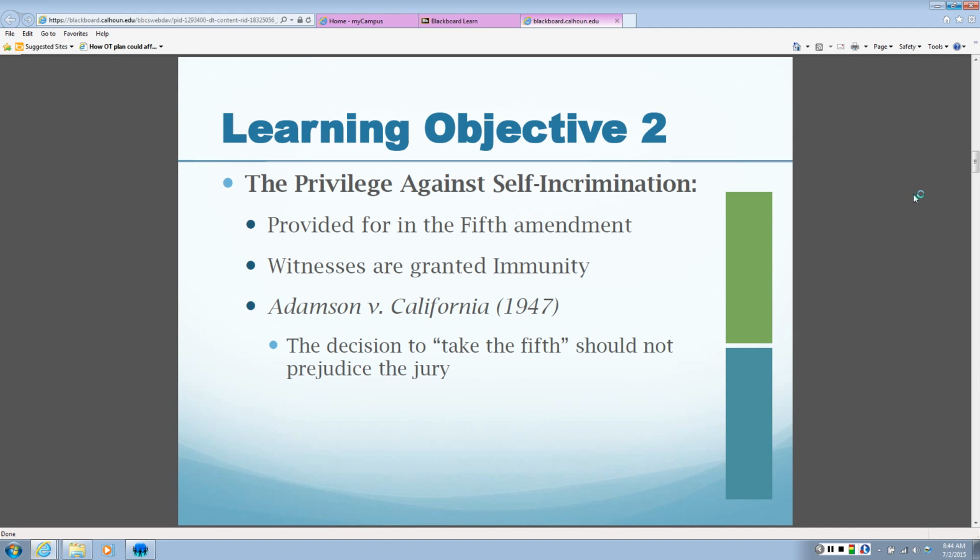So that's why most defense attorneys suggest that their clients do not testify on their own behalf. Let's use other witnesses to tell this defendant's story instead of the defendant themselves, because they don't want their client open to that cross-examination.